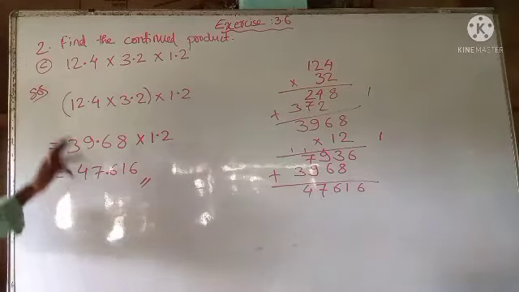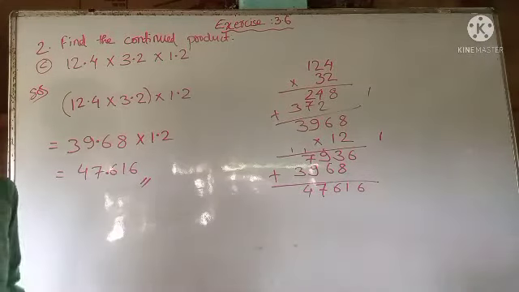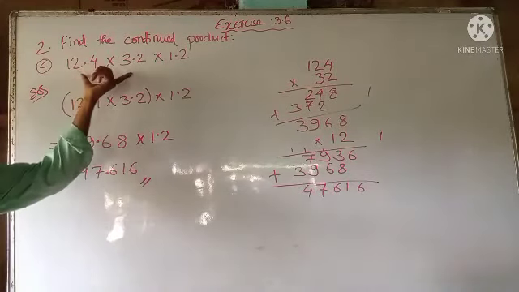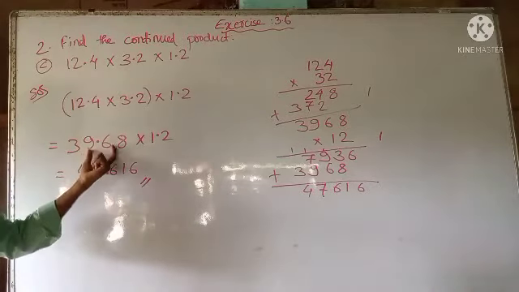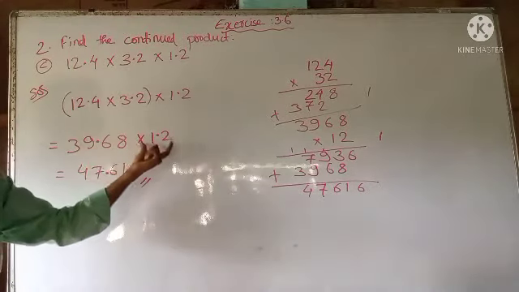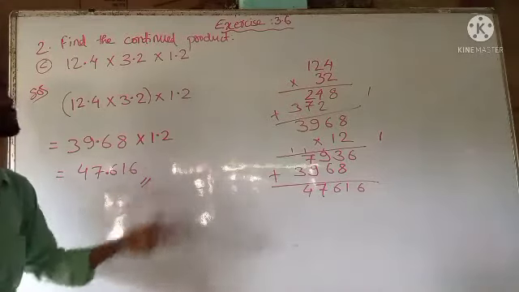So in this way you can try options A and B also. That is, first you will have to multiply two numbers, and then whatever answer you get, you will have to multiply with the other number that is left.